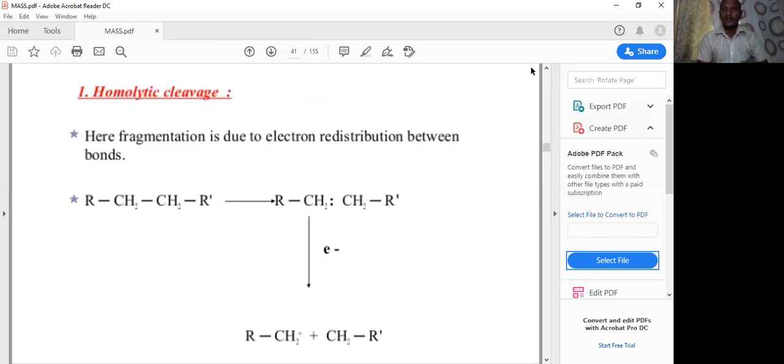Coming to homolytic cleavage. Cleavage is the redistribution of electrons, either a transfer of one electron or a transfer of two electrons. In homolytic cleavage, you have the transfer of one electron, so each fragment will get one electron. You can see the example of how the cleavage happens. This is the distribution: each fragment will get one electron, so you will get one positively charged fragment and another one a radical.